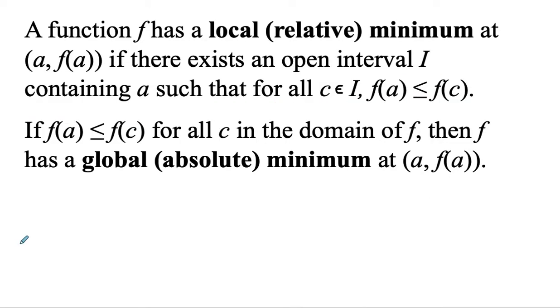A function f has a local or relative minimum at a, f of a if there exists an open interval I containing a such that for all c in that interval, f of a is less than or equal to f of c. If f of a is less than or equal to f of c for all c in the domain of the function f, then f has a global or absolute minimum at a, f of a. Again, let's consider Carrier Global Corporation.